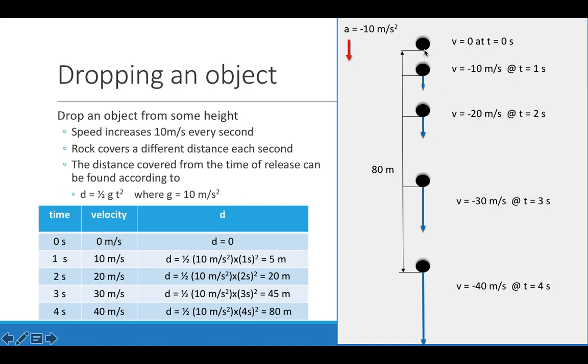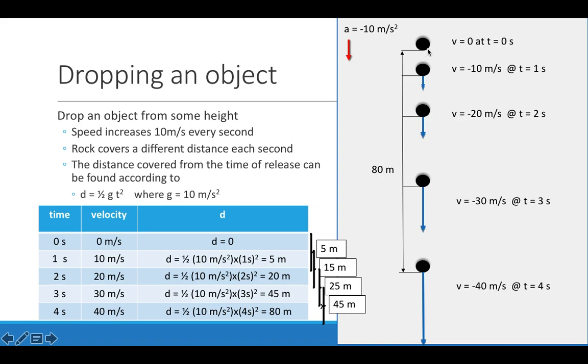But one of the things we do notice is that the object covers more distance every second that goes by. So during the first 1 second interval, the distance covered was 5 meters. Between 1 second and 2 seconds, the difference between 20 and 5 is 15. Between 2 seconds and 3 seconds, this distance is the difference between 45 meters and 20, which is 25 meters. And then between 3 seconds and 4 seconds, this distance right here would be the difference between 80 and 45, which is 35 meters.